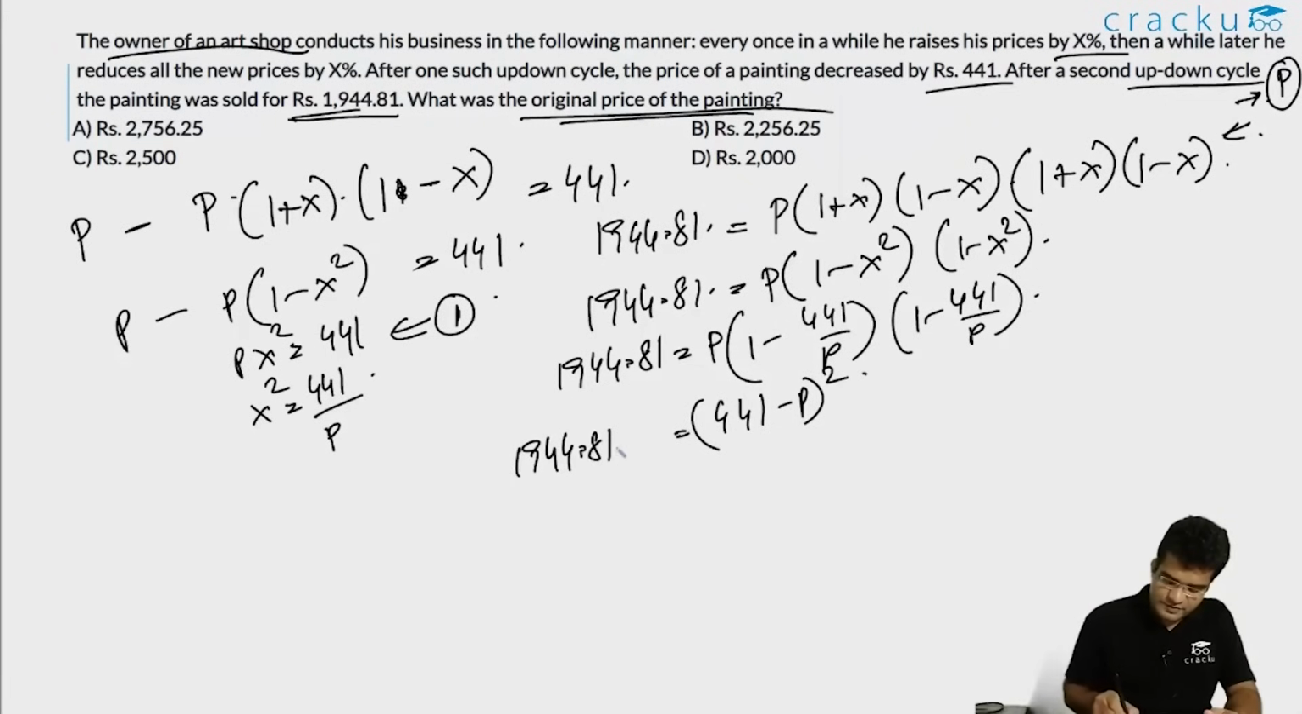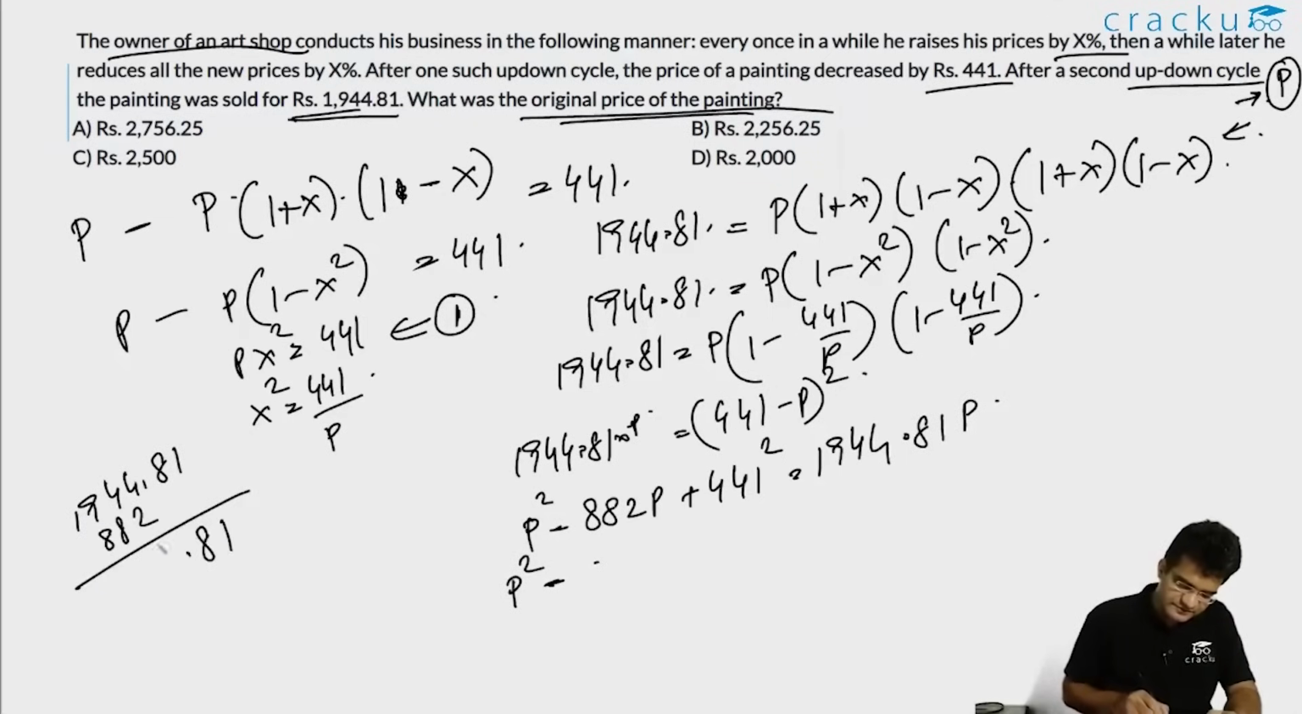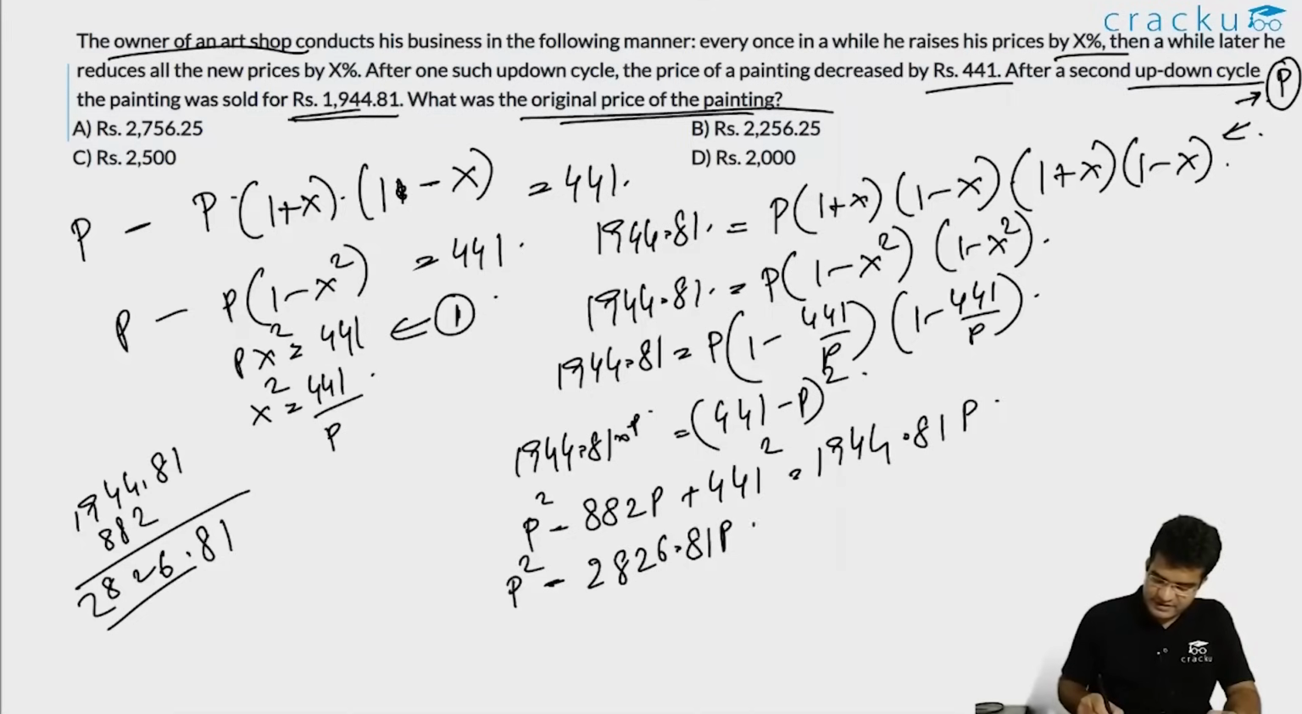is equal to 1944.81 into P. You can simplify this as P square minus 882P plus 441 square is equal to 1944.81 P. You can bring P to the other side, so this becomes P square minus (1944.81 plus 882), which becomes 2826.81, P plus 441 whole square is equal to 0.